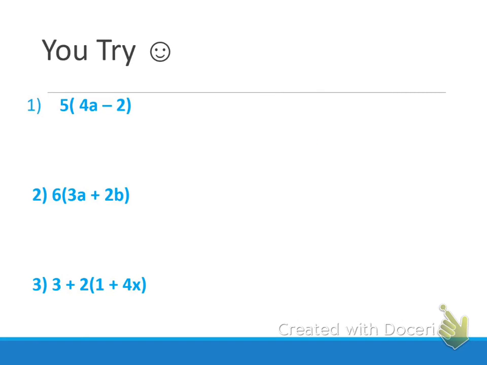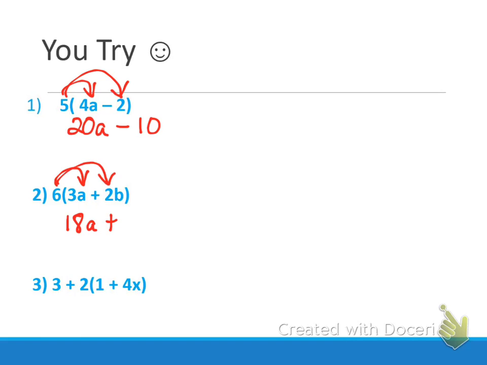So on the first one, we have 5 times 4. Oops. I hate it when I do that. Let's try it again. 5 times 4 is 20a minus 5 times 2, which is 10. Okay? On the second one, we have 6 times 3a, so 6 times 3 is 18a, plus 6 times 2 is 12b. 18a plus 12b.